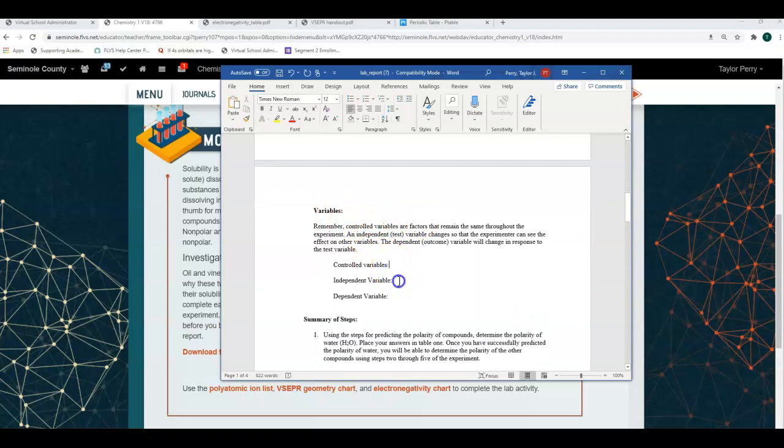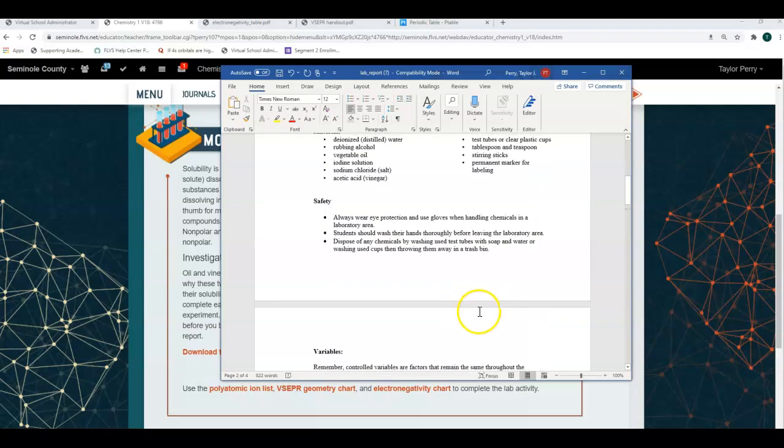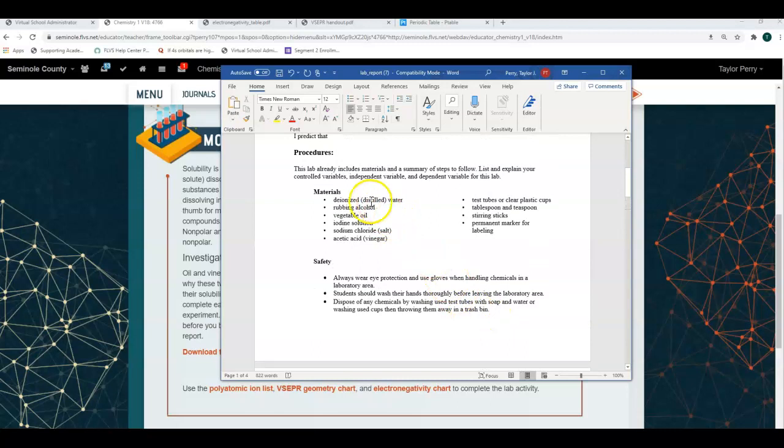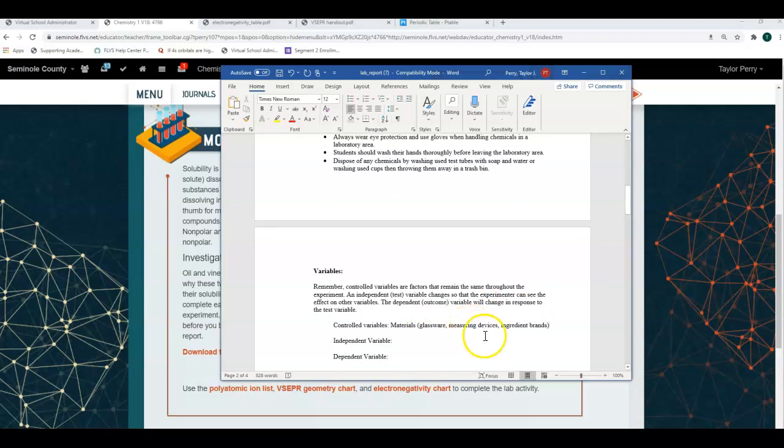Okay, variables. Here's what you're going to write down for variables, all right? So the controlled variables, the independent variable, and the dependent variable. Let's start with the controlled variables, things that are going to stay the same in this lab. And if you look at the materials, I think that's the control right there, the materials being used. And when I say materials being used, what I mean is the glassware you're using, or in my case, the plasticware, measuring devices, ingredient brands, right? Like I'm not going to use a different brand of iodine solution in the second cup than the first. So that's what I mean. So just put that for your control variables.